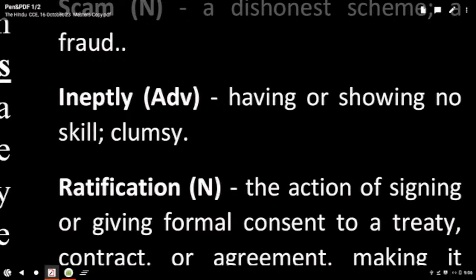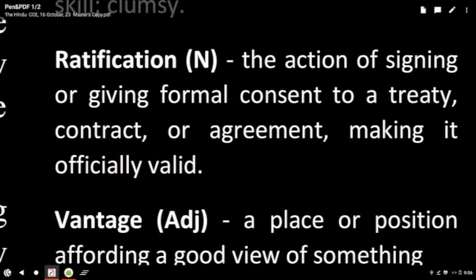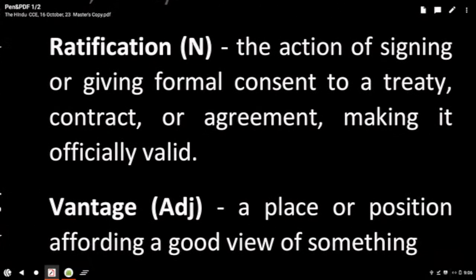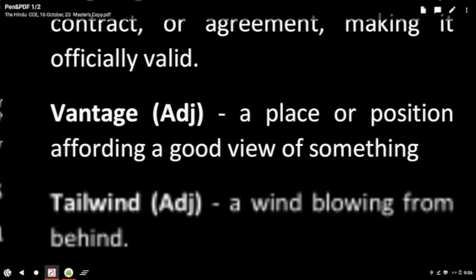Ratify is a verb form. What is the noun form? Ratification. The action of signing or giving formal consent to a treaty. Underline the word treaty. Ratification goes with a treaty, contract, agreement, making it officially valid among the countries. Some agreement, we use the word ratification.